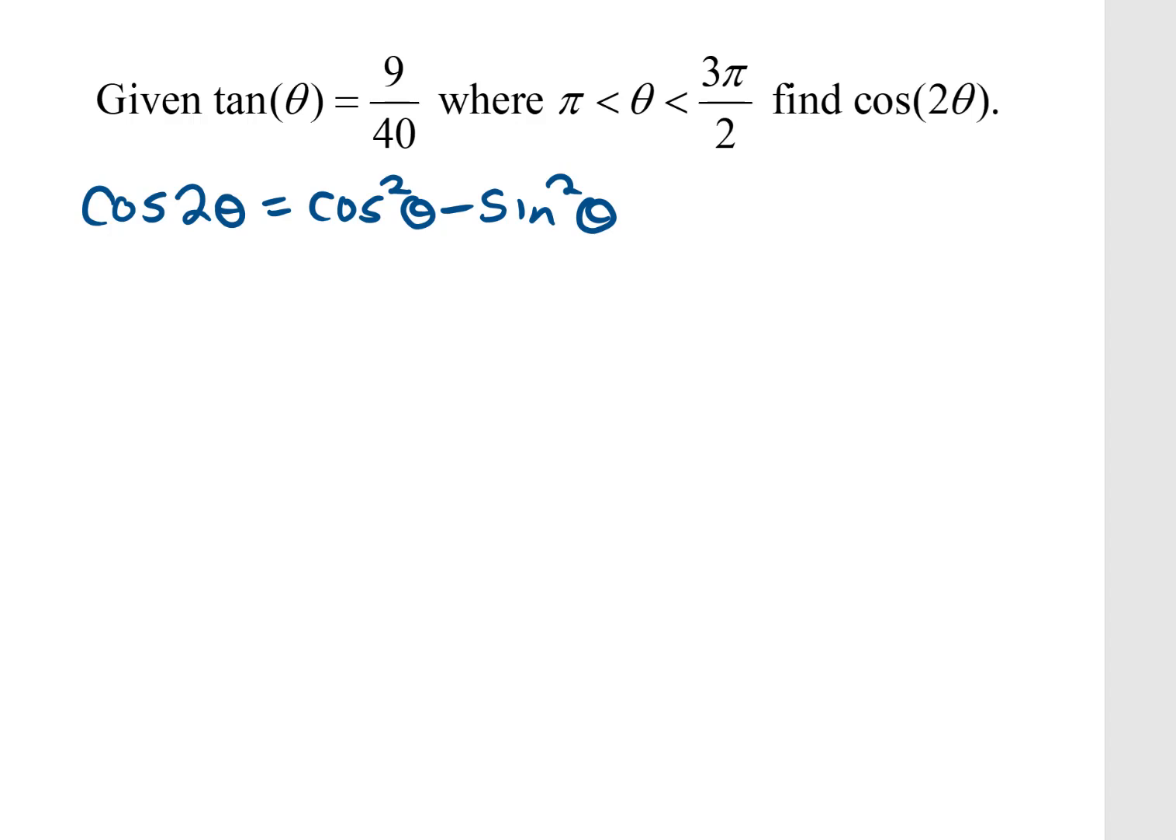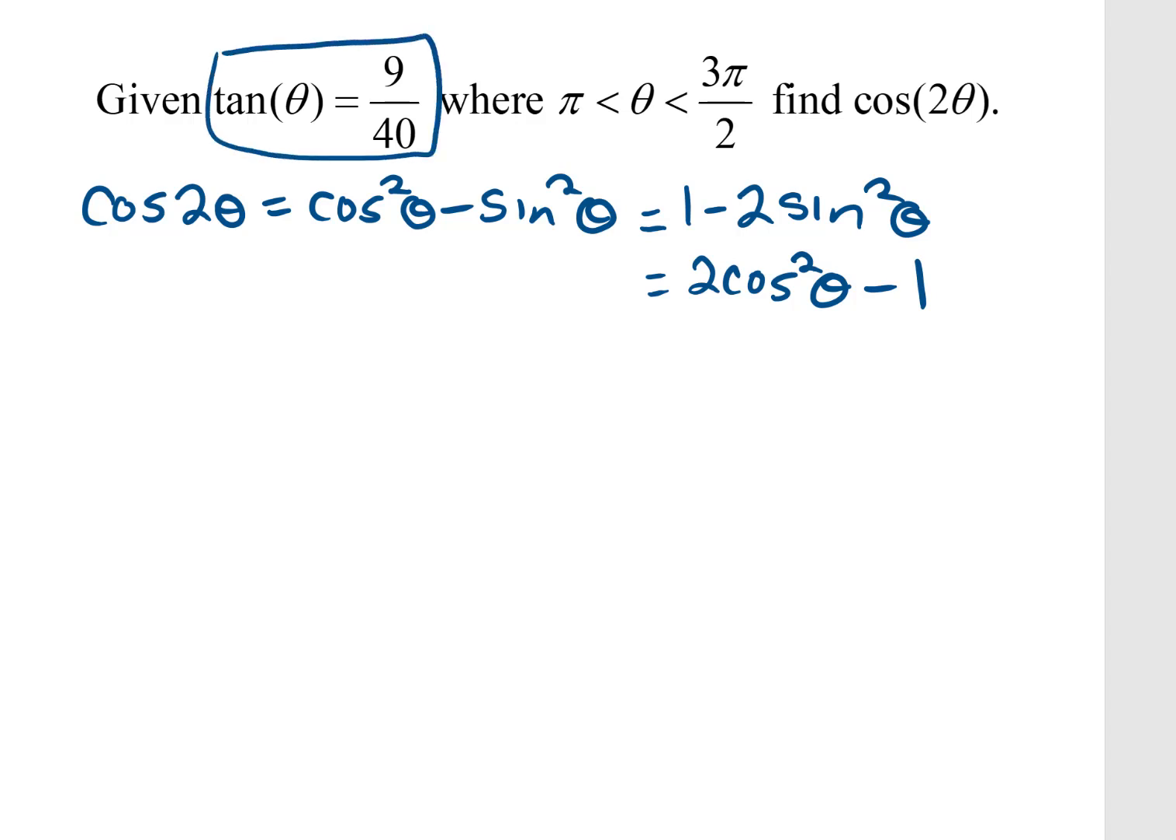We could replace this with 1 minus sine squared and get 1 minus 2 sine squared theta, or we could replace this one with 1 minus cosine squared, and then we would get 2 cosine squared theta minus 1. So any of those versions would be fine. Now, if the angle we were given would have just been a cosine, I would have used this third equation. If it would have just been a sine, I would have used the second equation, but it was a tangent, and so it honestly doesn't matter which version of the double angle formula for cosine we use.